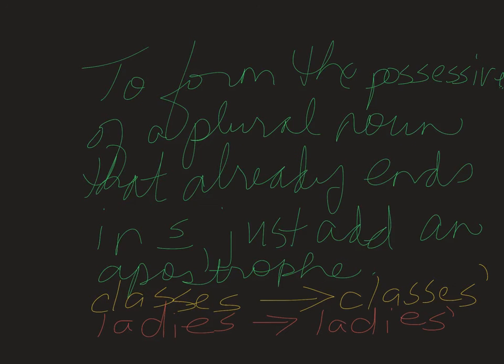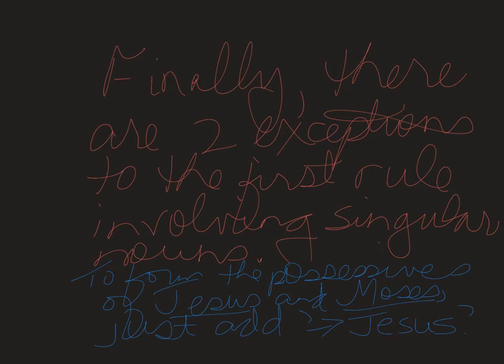To form the possessive of a plural noun that already ends in S, so if it's representing more than one, it's plural and it already ends in S, you're just going to add an apostrophe after that S. Classes, meaning more than one class, becomes classes' apostrophe. The lettering is the same, you just add the apostrophe. And then ladies becomes ladies' with an apostrophe at the end. Same spelling, add an apostrophe.